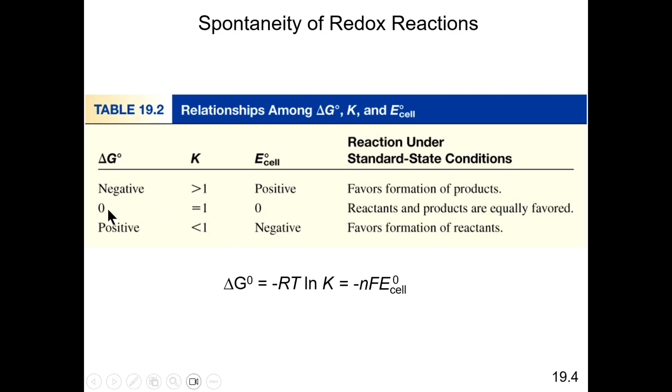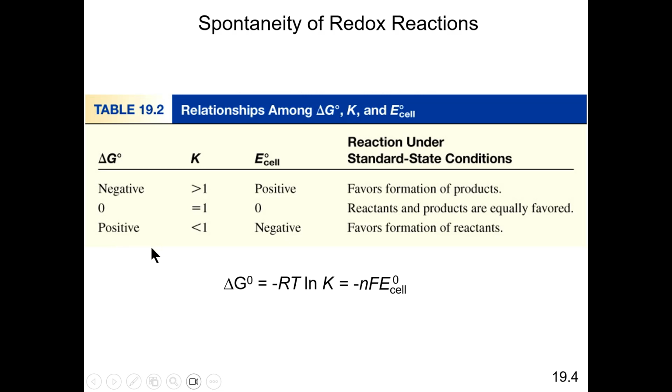Now, if delta G is equal to 0, that tells you the reactants and products are equally favored. Correspondingly, K must be equal to 1, which makes sense, because if K is equal to 1, ln 1 is 0, which means that delta G standard is 0, and correspondingly, the standard EMF of the cell would be 0 as well.